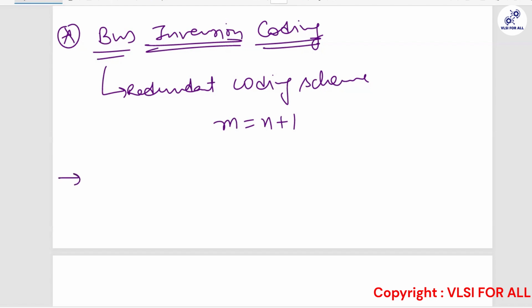Now we'll see what happens to the bits. If we say the ith data word is SI, then either SI or SI bar.